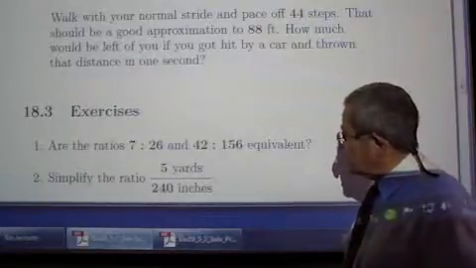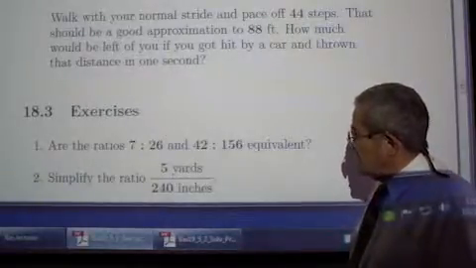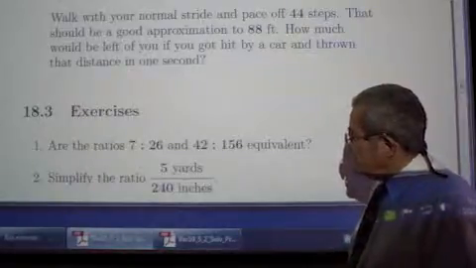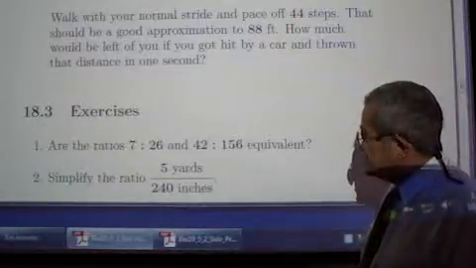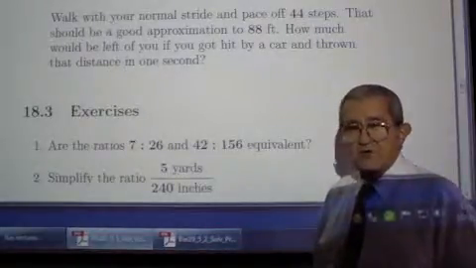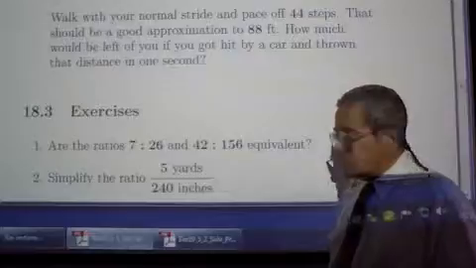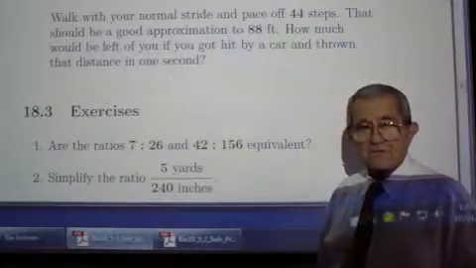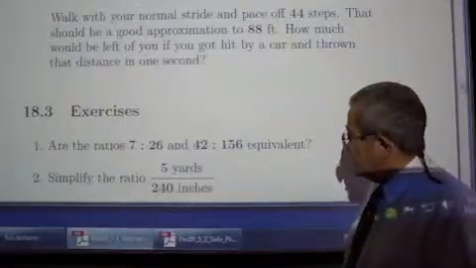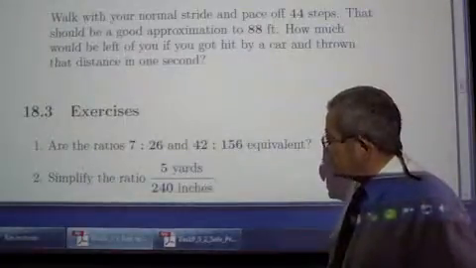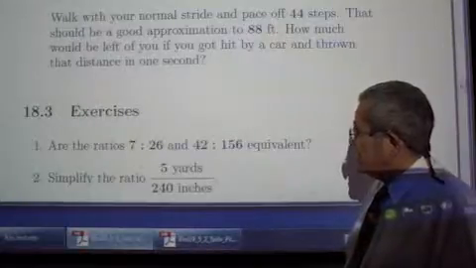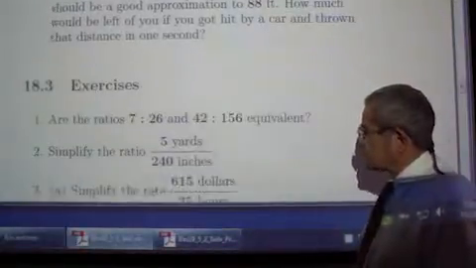So how can I do that? What do you need to know? In the British system we have 3 feet per yard, and we have 12 inches per foot. You need to know that to do the conversion. And the word ratio is indeed appropriate here. The units drop out.